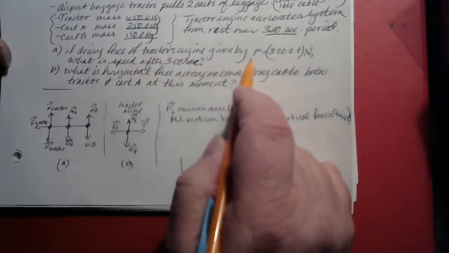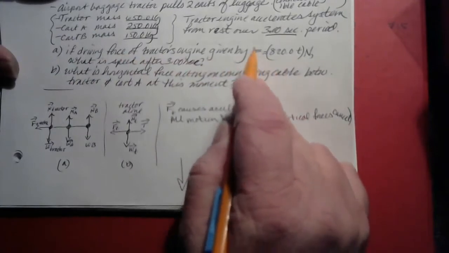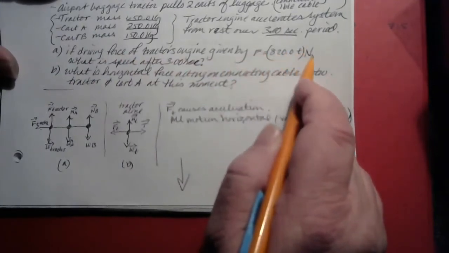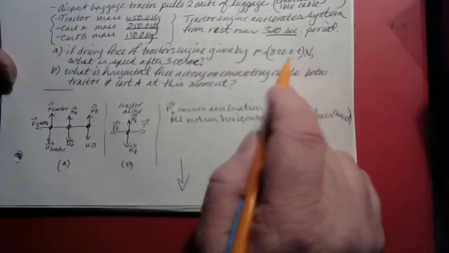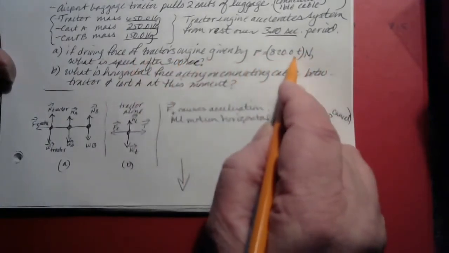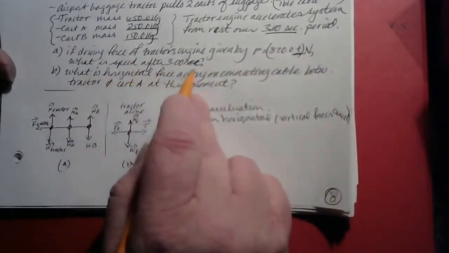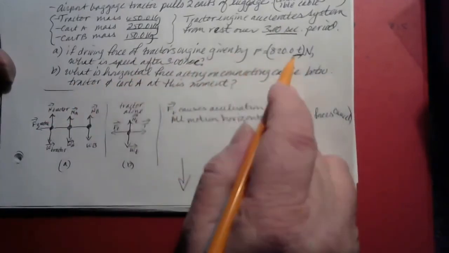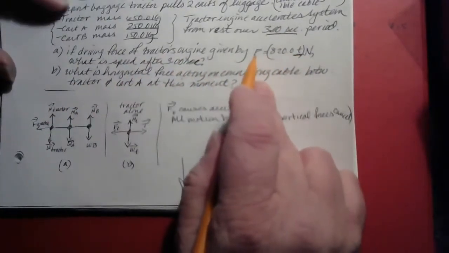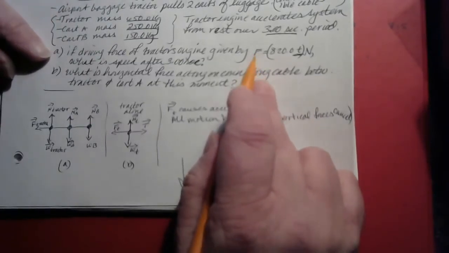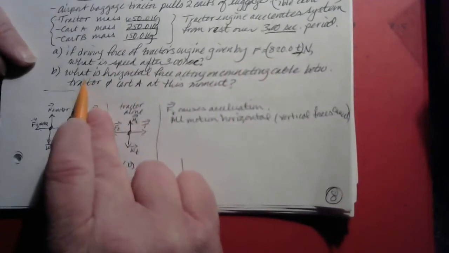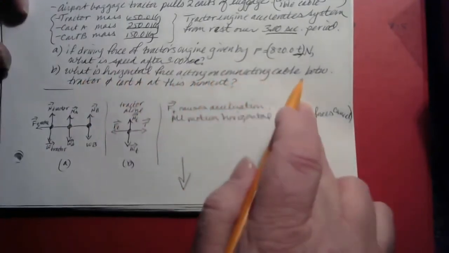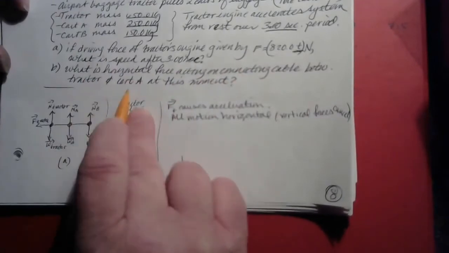And so question A is, if the driving force of the tractor's engine is given by F equals 820 t newtons, that is, the driving force of the tractor is time dependent, what is the speed after 3 seconds? Now remember, you can't just put 3 seconds in here because this is the equation for force, not for speed. And part B is, what is the horizontal force acting on the connecting cable between the tractor and cart A? In other words, what's the tension in the line?